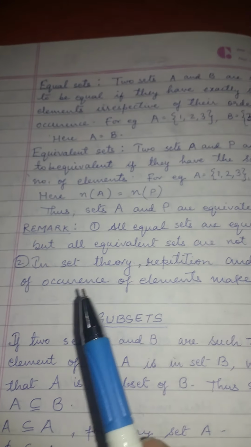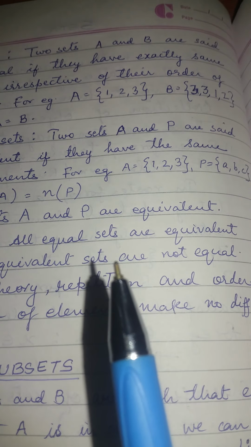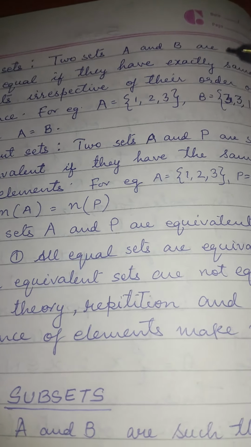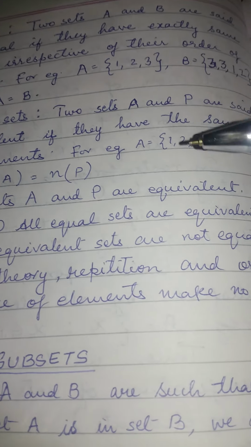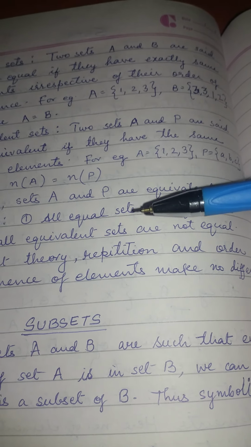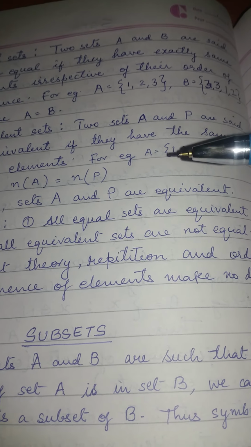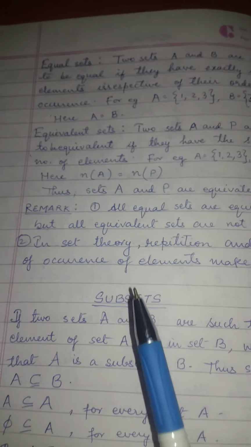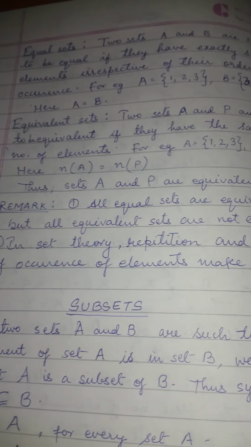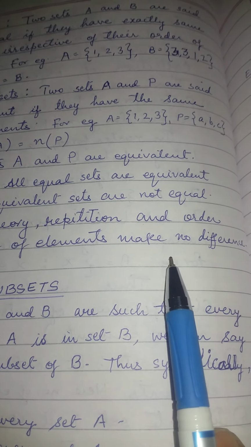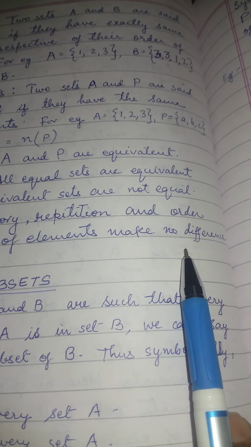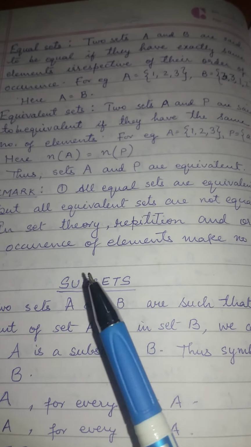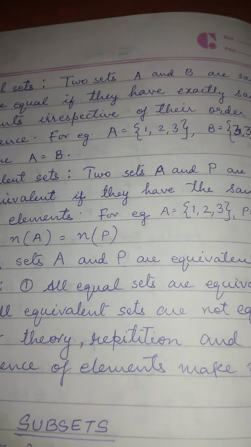Okay. Now a few remarks. First remark: all equal sets are equivalent. Why? Because if the sets are equal, they will have the same number of elements. But all equivalent sets are not equal. Like here, these are two equivalent sets A and P, but they are not equal. Second remark: in set theory, repetition and order of occurrence of elements make no difference. Means whichever element is written at whatever place, it doesn't make any difference. Similarly, if I repeat an element many times, then also it makes no difference.